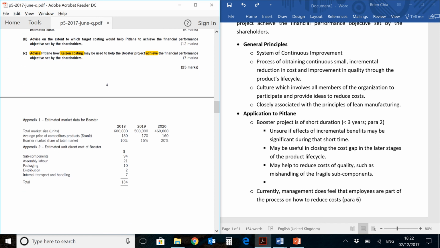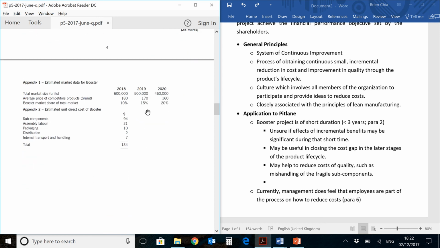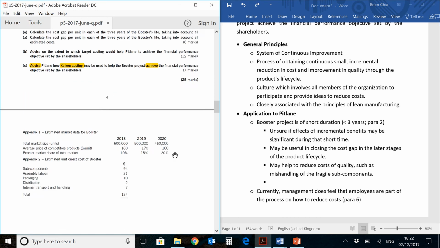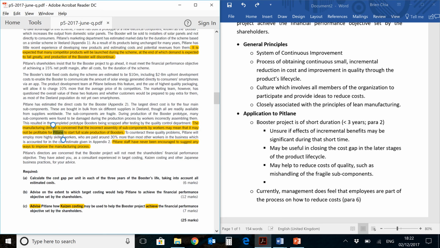In the question, in the data given in Appendix 1 and Appendix 2, we don't see any of the potential hidden costs like wastage and things like that. It's not included in this computation, but Kaizen costing would help, especially for wastage and the mishandling of the fragile subcomponents, which was specifically mentioned over here in this section of the question prompt. Okay.